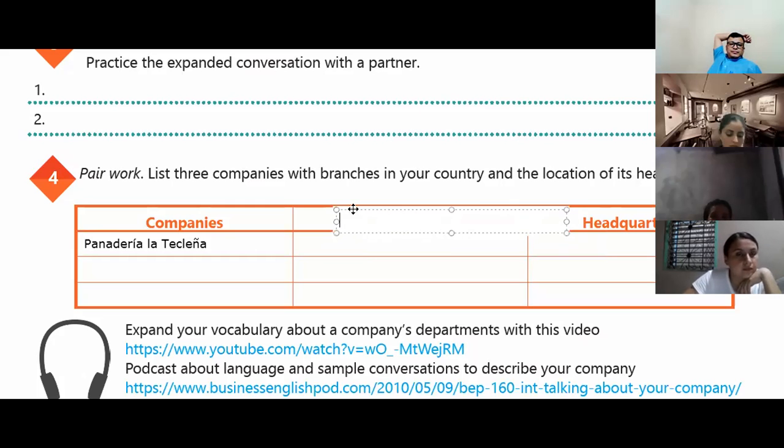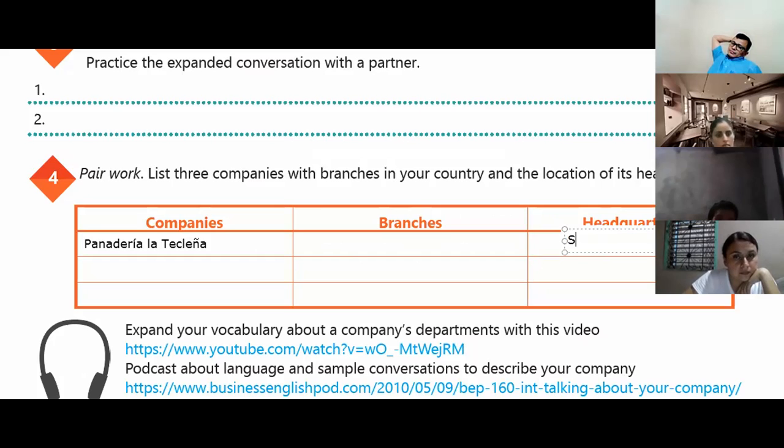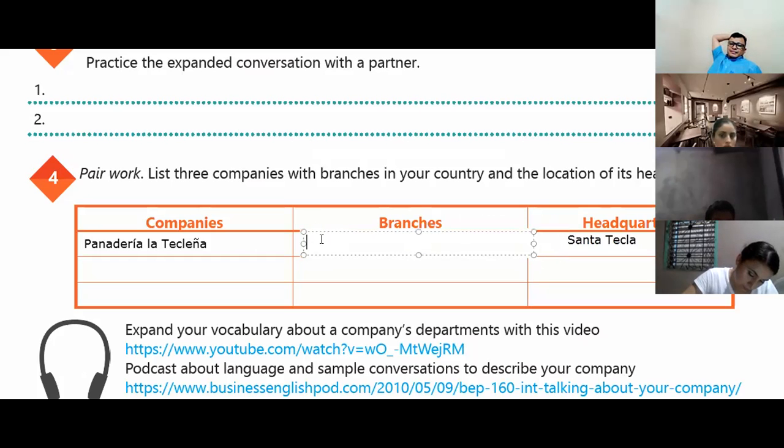Where are the branches? Do you know any branch from La Tecleña? Yes. Where are the headquarters? Santa Tecla. Okay, there you go, because it is Tecleña, right? So Santa Tecla. Okay, can you name some branches? Antiguo Cuscatlán, Merliot. Okay. Metro Centro.